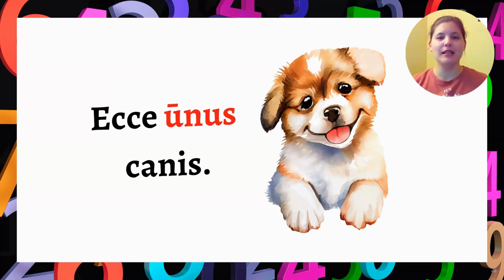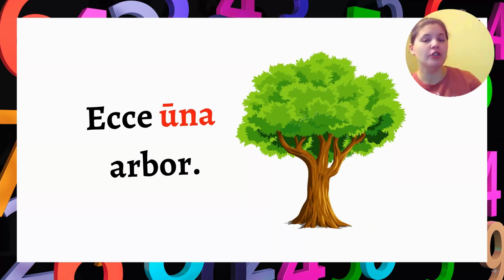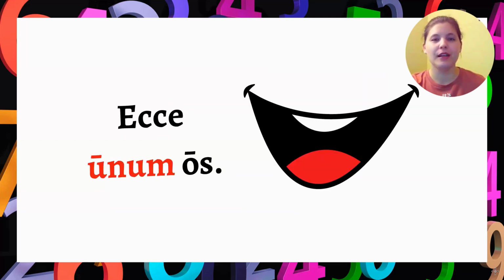Here's our first example sentence. Ecce unus canis. And ecce just means look, behold. So I would translate this sentence something like, here is one dog. Ecce unus canis. But if we want to say here is one tree, we need to use una, which is our feminine form. So we'll say ecce una arbor. And if we want to talk about a mouth, the Latin word for mouth, os, is neuter. So we'll say unum. Ecce unum os.